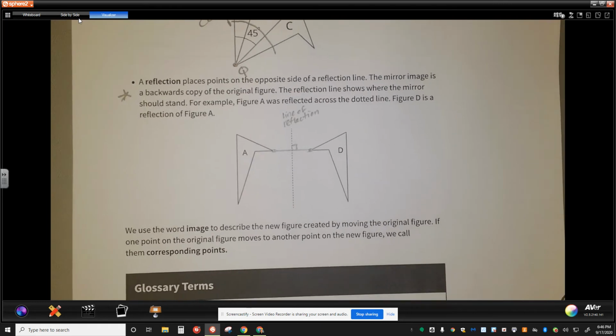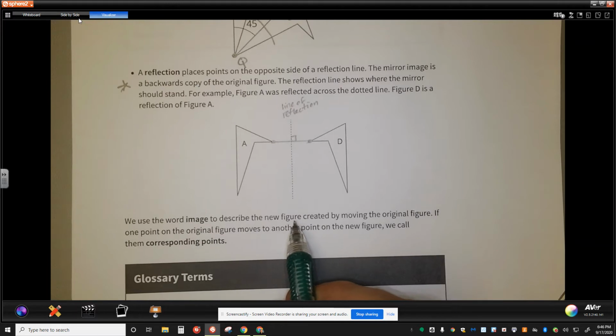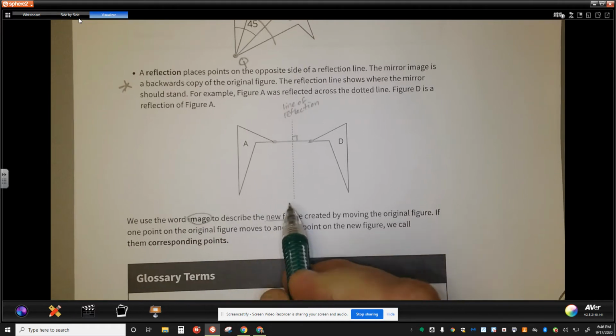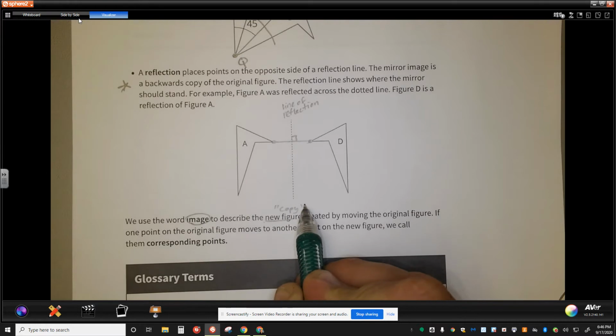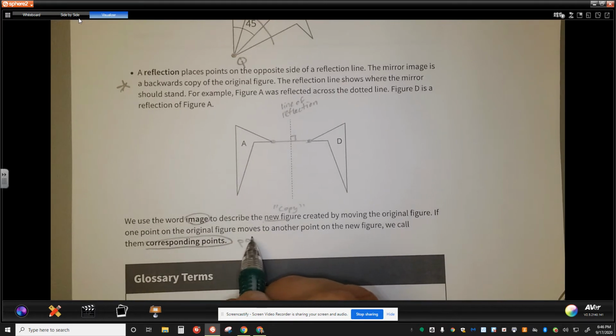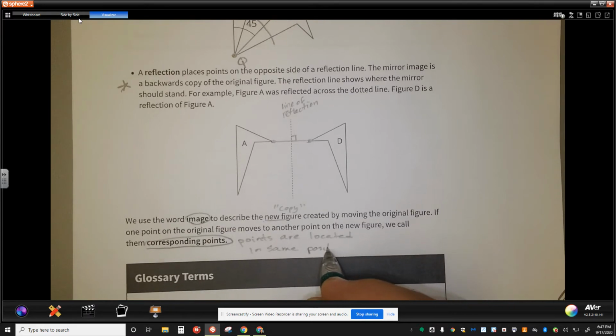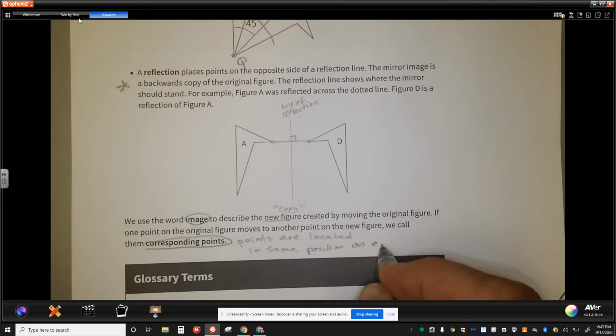The final word that I'm going to refer to again is image. Sometimes we use this word to describe the new figure or the copy, whatever was created by moving the figure. If one of the points of the original figure moves to another point on the new figure, we call that a corresponding point. The points are located in the same position on each figure.